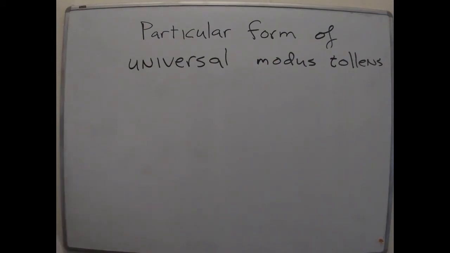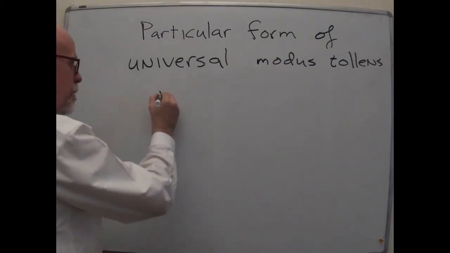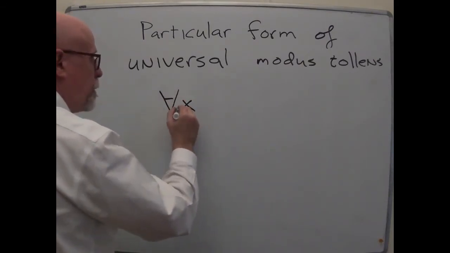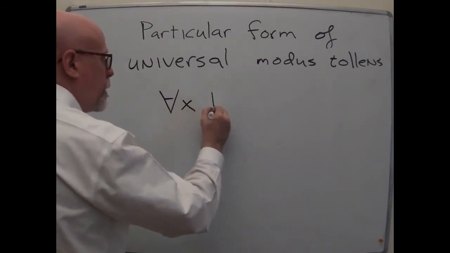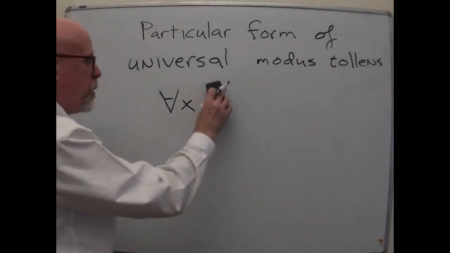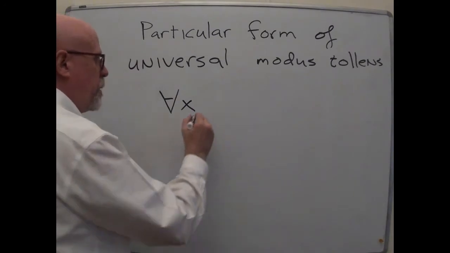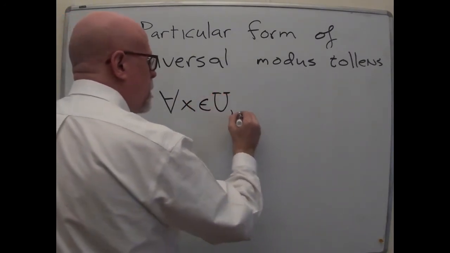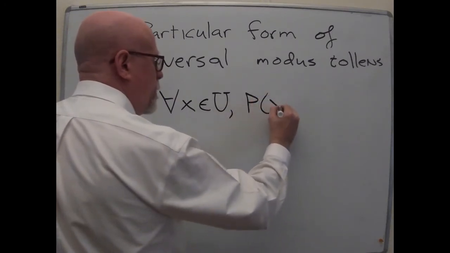Particular form of universal modus tollens. So while it starts the same way universal modus ponens does, your major premise is for all x. Okay, I'm not going to make that same mistake twice. We should refer to the universal set. So this should be for all x in the universe, P of x implies Q of x.